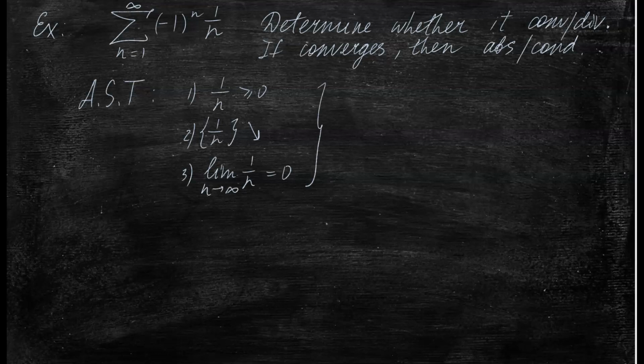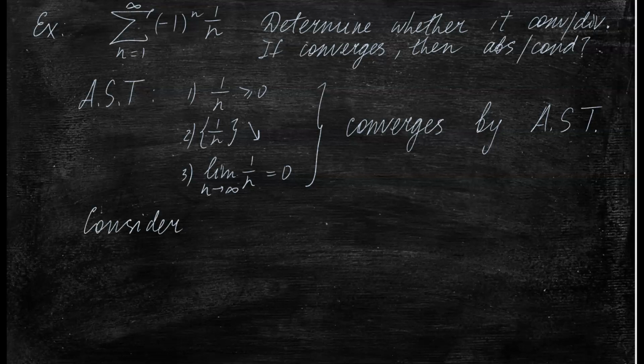Therefore, the original series converges by the alternating series test. And now we're going to continue answering the second question. If it converges, then is it absolute or conditional convergence? To determine whether it is absolute or conditional convergence, we must consider the series obtained by dropping the alternating factor. So we have to consider this series.